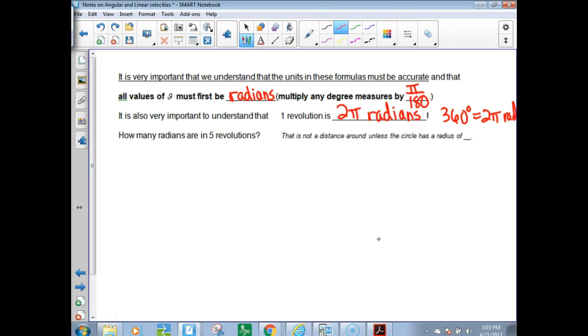I'll work that in, Anthony, since you said 360. So 1 revolution is 2 pi radians. How many radians are in 5 revolutions then? 5 times 2 pi, so it would be 10 pi radians. That is not the distance around unless the circle has a radius of 1. This only is a length if the radius is 1, because remember, circumference of a circle is 2 pi r.